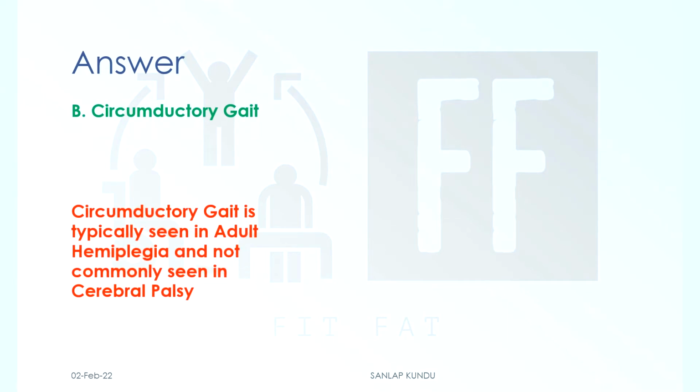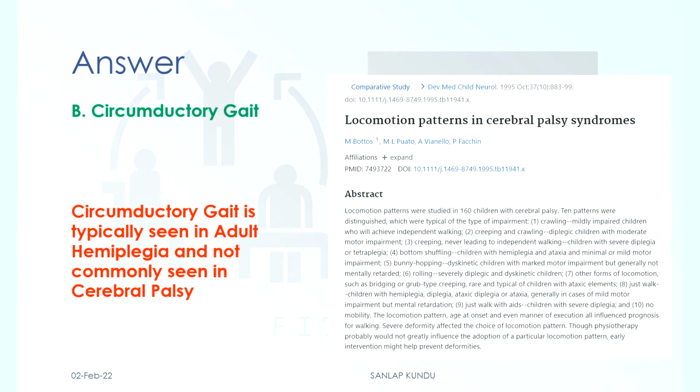Because circumduction gait is typically seen in adult hemiplegia and not commonly seen in cerebral palsy. Here is a screenshot against my answer. You can check the link in the description box to know more about this.